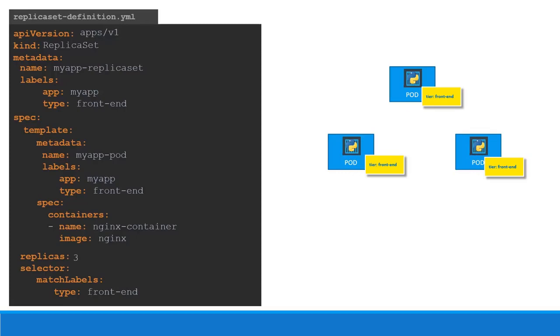In that case, do we really need to provide a template section in the replica set specification, since we are not expecting the replica set to create a new pod on deployment? Yes, we do, because in case one of the pods were to fail in the future, the replica set needs to create a new one to maintain the desired number of pods. And for the replica set to create a new pod, the template definition section is required.